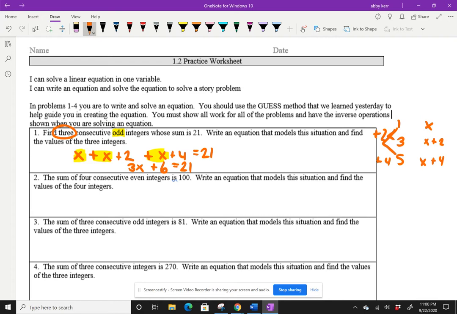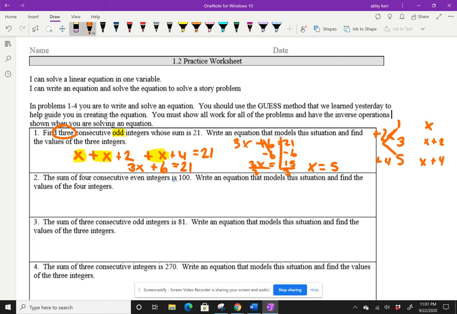Now make sure that you show your work. I need to see the inverse operation. So I'm going to minus 6 on both sides. That gets me 15. Divide by 3, divide by 3. So in this case, x equals 5.